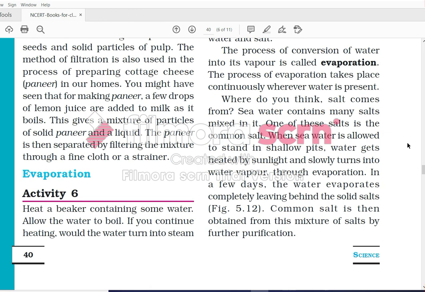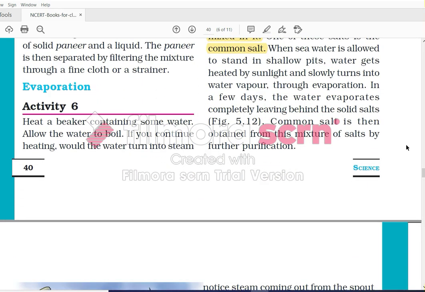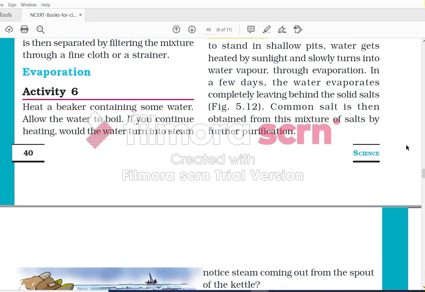Where do you think salt comes from? Seawater contains some salt mixed in it. One of the salts is called common salt. The seawater is allowed to stand in shallow pits. Water gets heated by sunlight and slowly turns into water vapors. Through evaporation, in a few days, the water evaporates completely, leaving behind the solid salt. Common salt is then obtained from the mixture of salts by further purification.